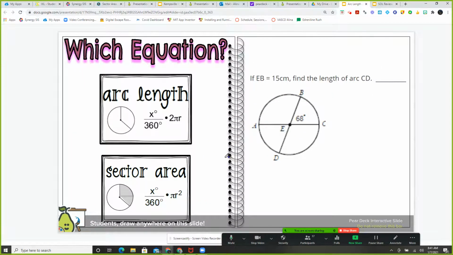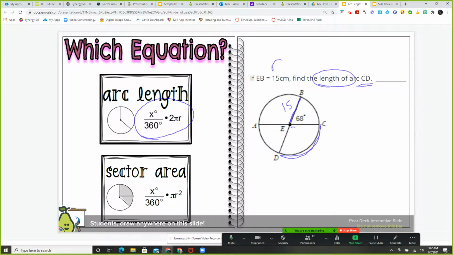So here it changes up a little bit, but it's still the same problem. If I read the question, I'm still looking for length, so I'm still going to use circumference. EB equals 15, so now I just need to know that that's my radius. And then I still want arc CD. Oh, but arc CD is over here.